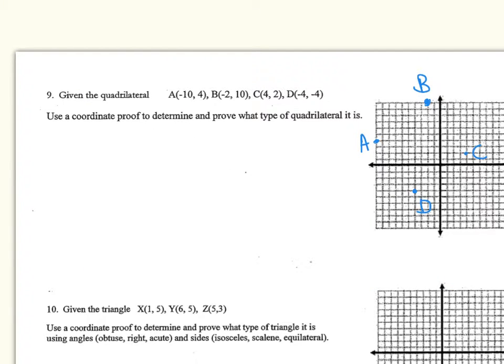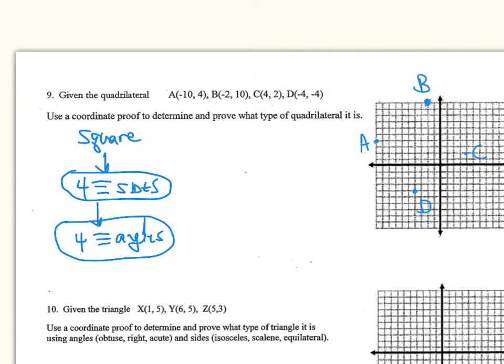In this coordinate proof, I graph all 4 points A, B, C, and D, and then I'm going to determine and prove what type of quadrilateral this is. Okay, so my conjecture looking at those 4 points is that it's a square. So if it's a square, then it would have to have 4 congruent sides and 4 congruent angles.